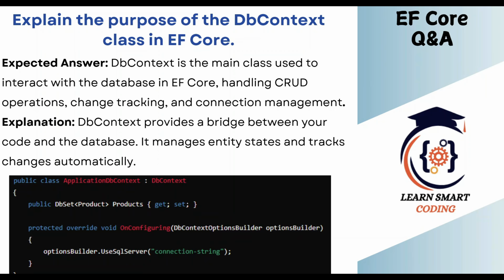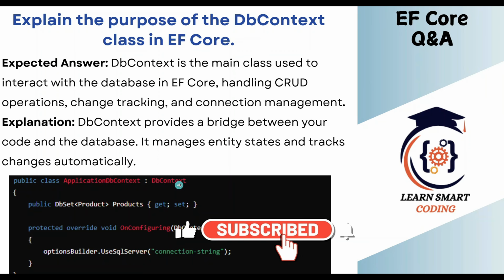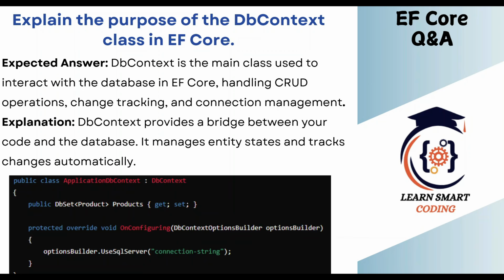So DbContext is the main class used to interact with the database in EF Core. It handles CRUD operations like create, read, update, delete, all kinds of operations. Not only that, change tracking, connection management, everything is based on this DbContext. I have given a simple example. You see this? If there's a class that inherits the DbContext, then you'll be able to use the database-related features using Entity Framework.